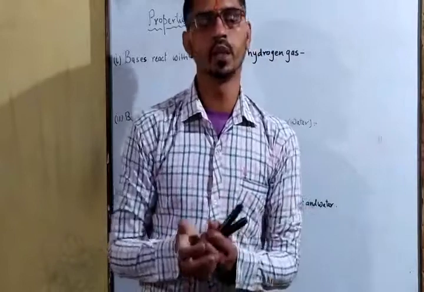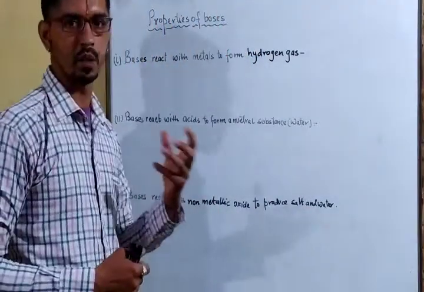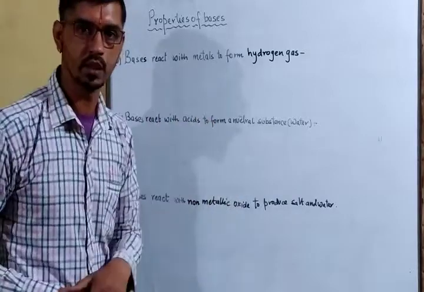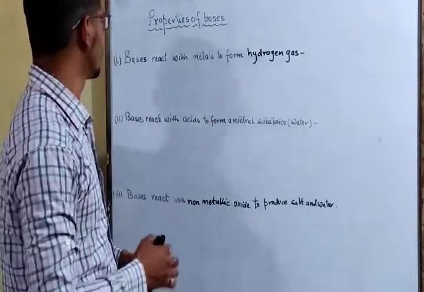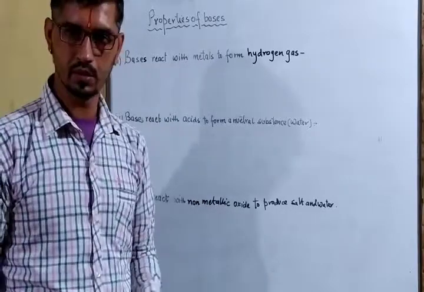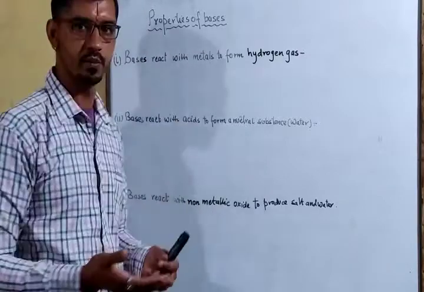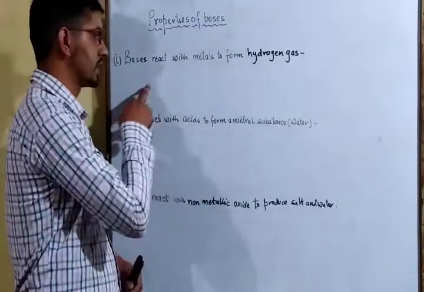Now moving further in the bases topic, the question arises: what are the properties of bases, that is, the chemical properties of bases? Okay, so what are the chemical properties? Only 3 are there, but in your course what you have to learn. First, when bases react with metals, what will it form?